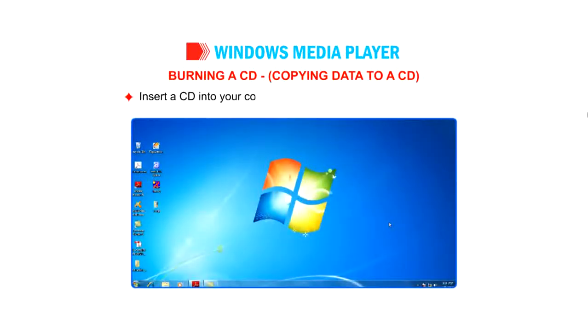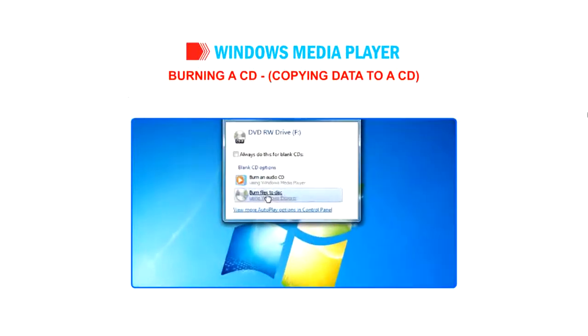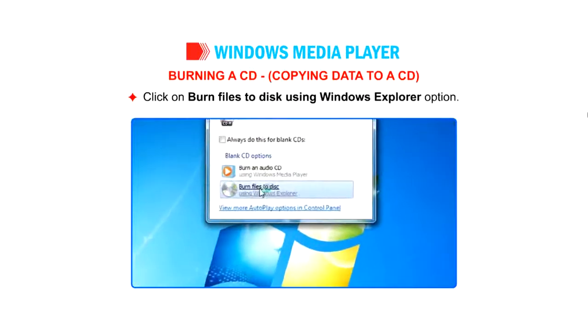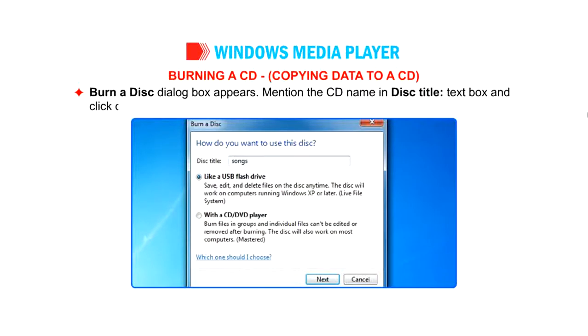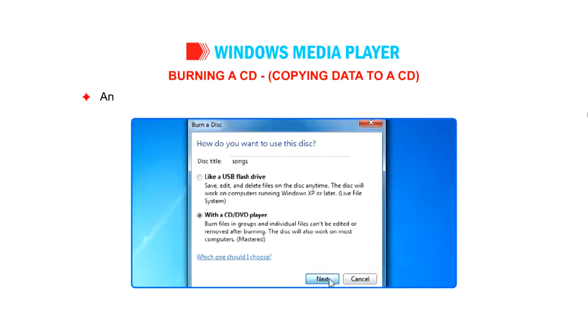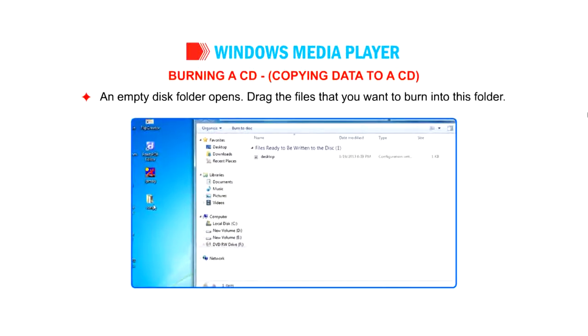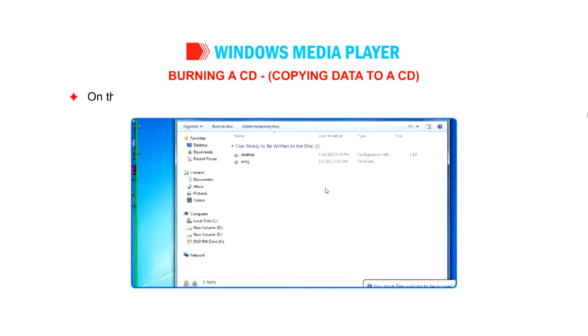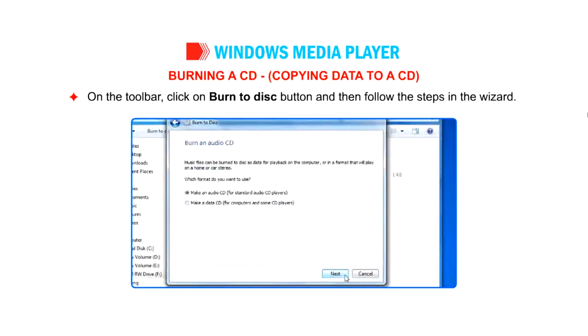Insert a CD into your computer, and the autoplay dialog box appears. Click on the Burn Files to Disk using Windows Explorer option. The Burn a Disk dialog box appears. Mention the CD name in the disk title text box and click on Next. An empty disk folder opens. Drag the files that you want to burn into this folder. On the toolbar, click on the Burn to Disk button and then follow the steps in the wizard.